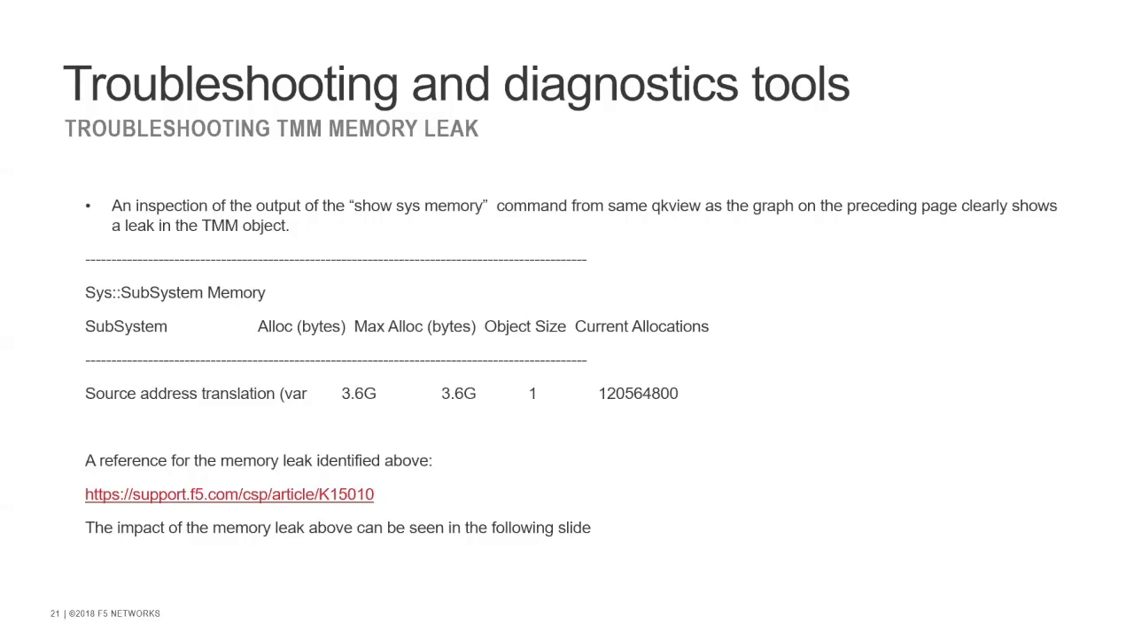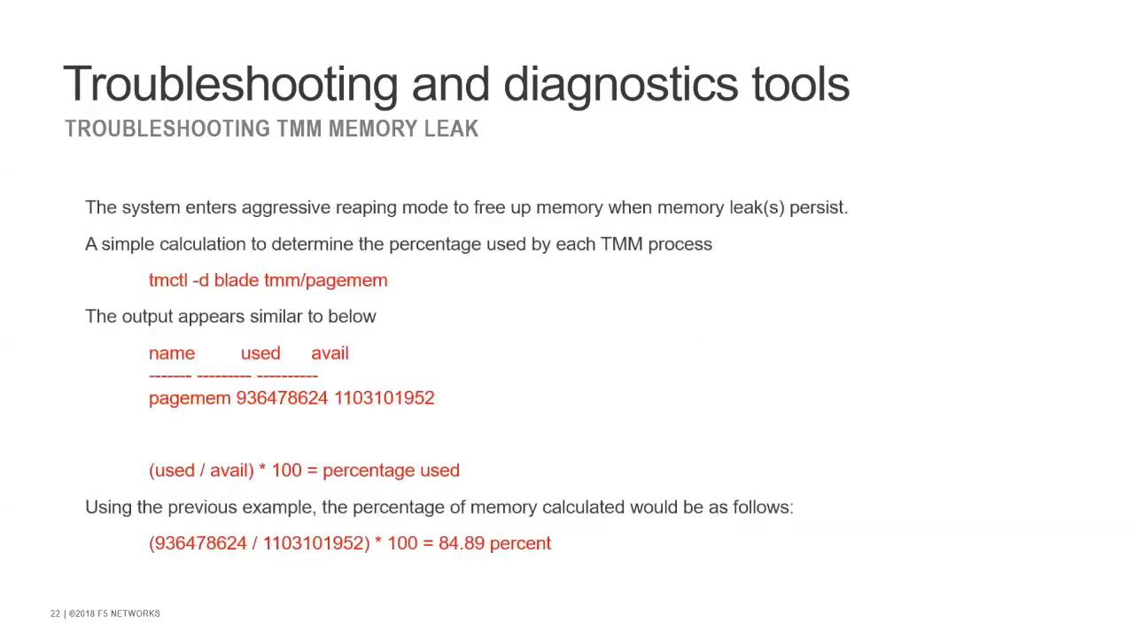And when the unit experiences TMM memory leaks or TMM memory pressure, the impact of this leak can be seen in the following slide. The system will enter aggressive ripping mode to try to free up the memory when memory leaks persist.